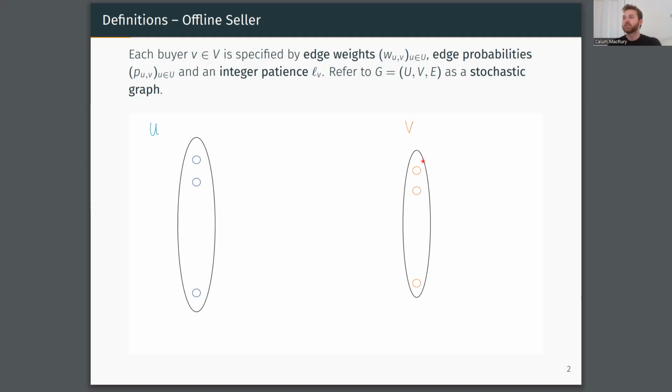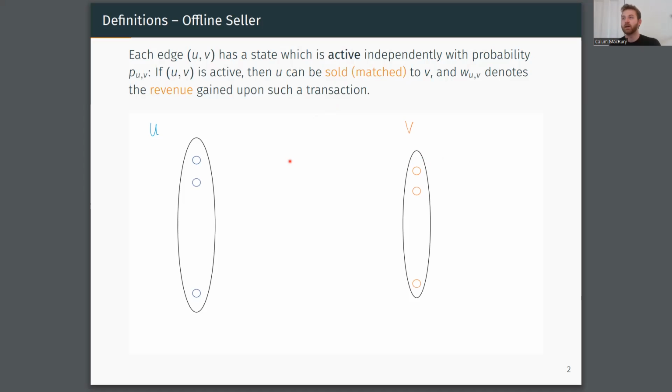Each buyer is going to be specified by edge weights, edge probabilities, as well as an integer patience, L_V, and we'll refer to G as a stochastic graph. Now, each edge has a state, which is active independently with probability P_UV. Here, if an edge is active, then it means that U can be sold to V or otherwise matched. And W_UV denotes the revenue gained upon such a transaction.